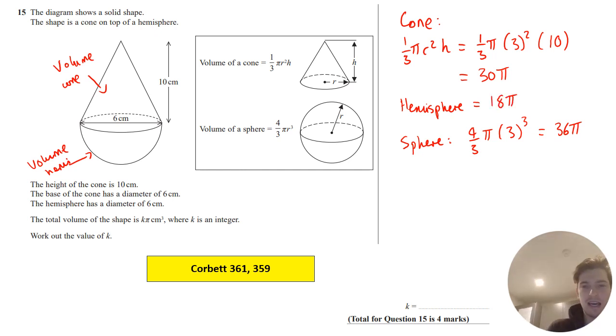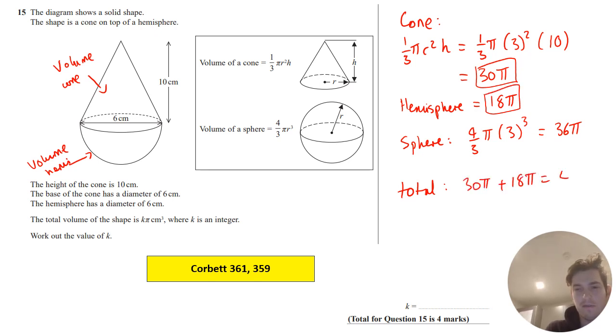And so add them together, the total. Well, my cone was 30 pi, my hemisphere was 18 pi, 48 pi in total, but it wants my value of k. K is the coefficient of pi. K was 48. Okay, let's keep going with the next question.